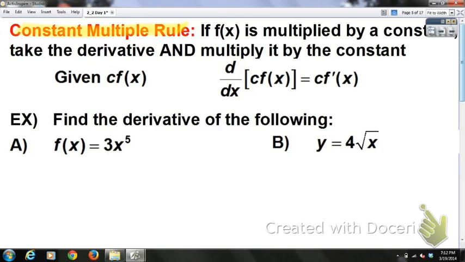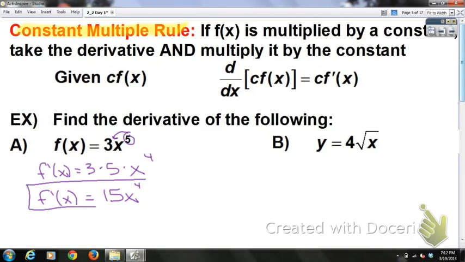f of x is equal to 3 times x to the fifth power. To take the derivative, f prime of x would be equal to 3 times, we take that 5, move it in front, so 3 times 5 times x to the 5 minus 1 is 4th power. All we need to do is clean it up a little bit. 3 times 5 is 15, x to the 4th. That's mathematically what we're doing. You'll start to apply this constant multiple rule right away in your head.